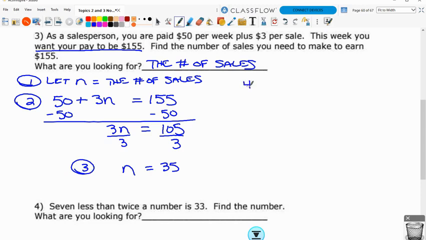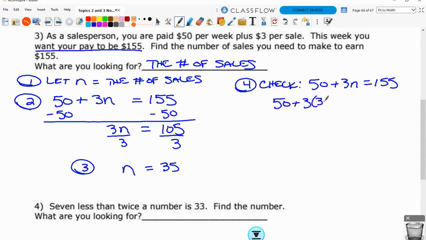Let's go ahead and check just to make sure that we did it correctly. Step 4 is the check. Our equation said 50 plus 3n equals 155. And we think that n is 35. So let's go ahead and replace n with 35 in our equation. And now use your order of operations. I'm going to multiply before I add.